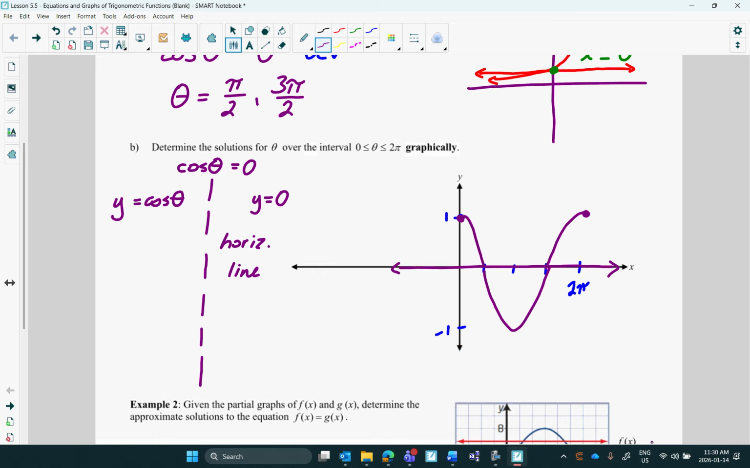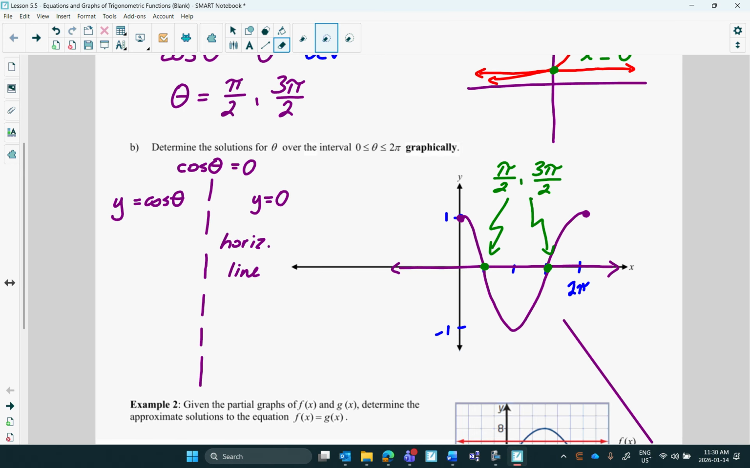Where do I find the solutions? Where they intersect. And what are the x values where they intersect? Pi over 2 and 3 pi over 2, which matches up with how we did it algebraically. So that's just proving one proves the other. I can prove the algebra works by doing graphing. I can prove the graphing works by doing the algebra first.